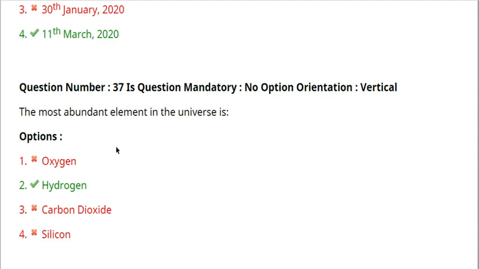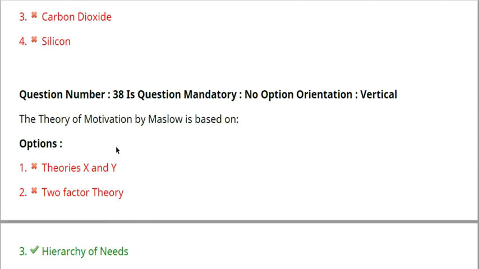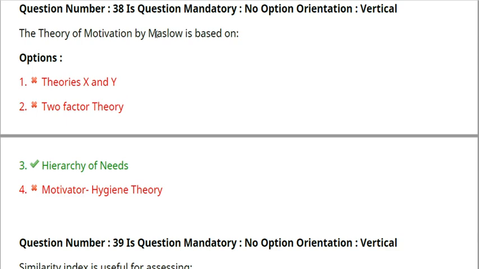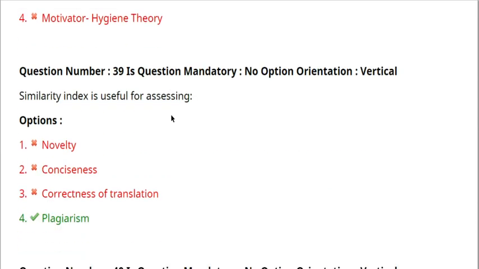Most abundant element in the universe is hydrogen. The theory of motivation of Maslow is based on the hierarchy of needs. It is a need-based theory. Similarity index is used for assessing plagiarism.